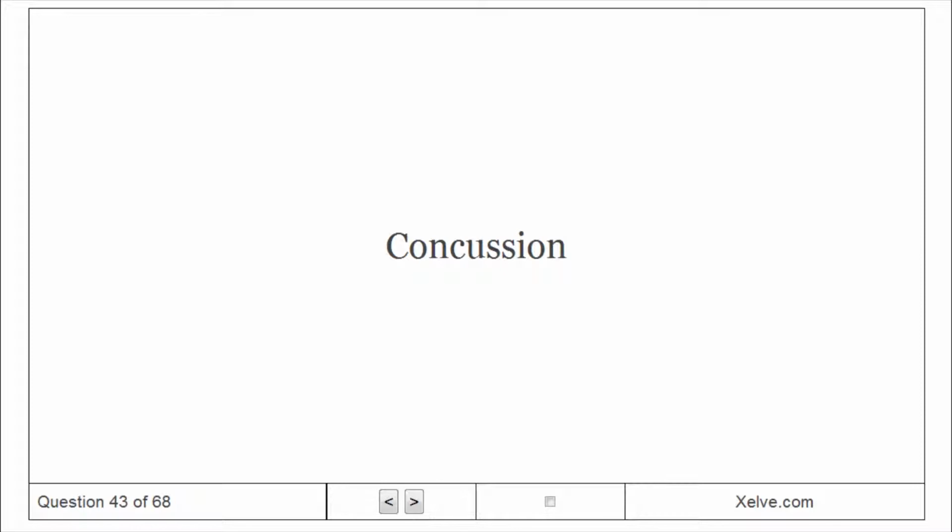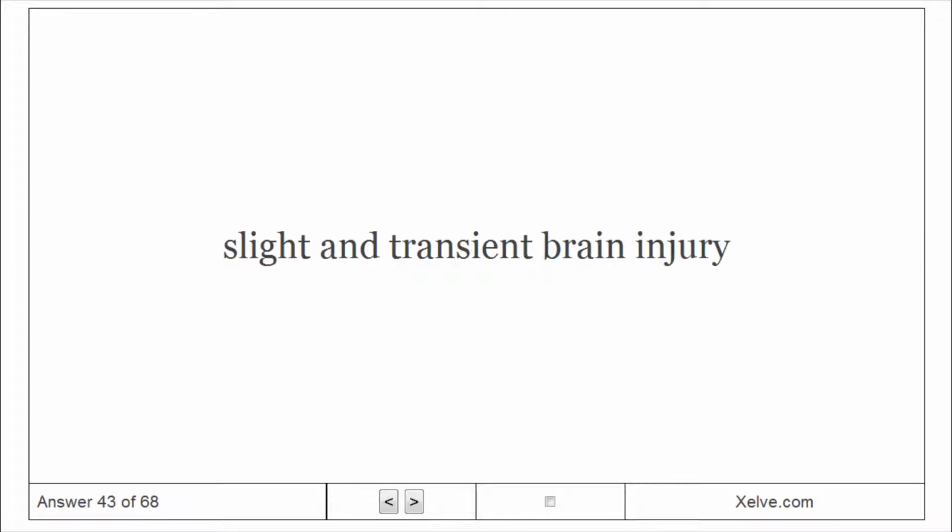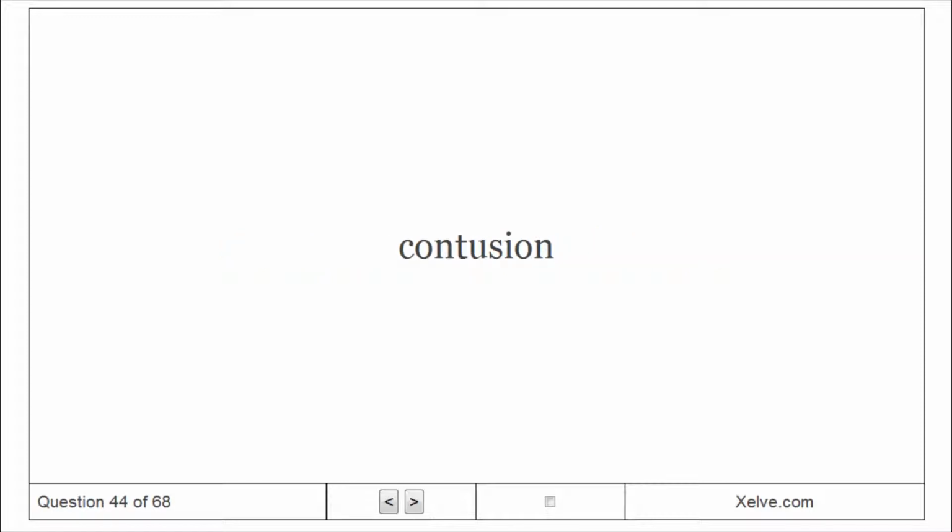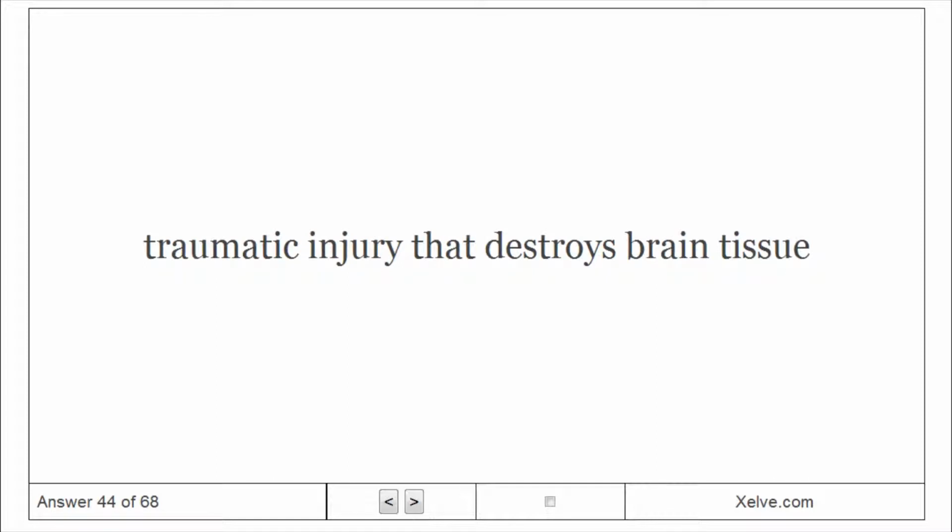Concussion. Slight and transient brain injury. Contusion. Traumatic injury that destroys brain tissue.